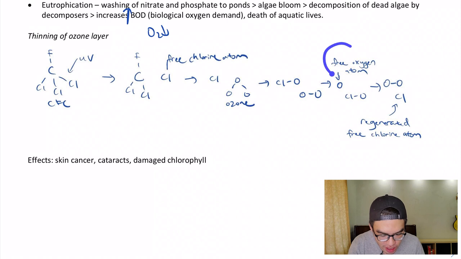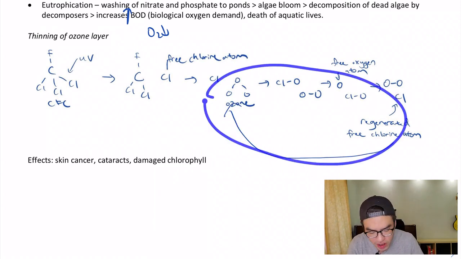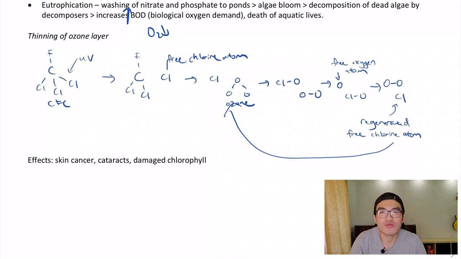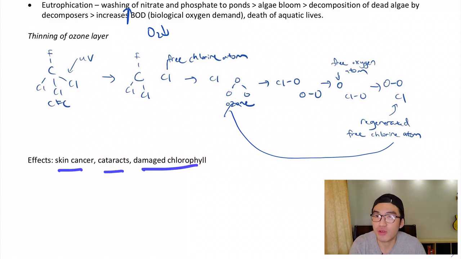And then when a free oxygen atom comes, it will take away this oxygen, and then this free chlorine atom is free to go and attack another ozone, which is this again. So this process will keep repeating and repeating until your ozone layer runs out. Remember, where do you get CFC? Your aerosol spray, your refrigerant. The effects: you get skin cancer, cataract, and damaged chlorophyll.